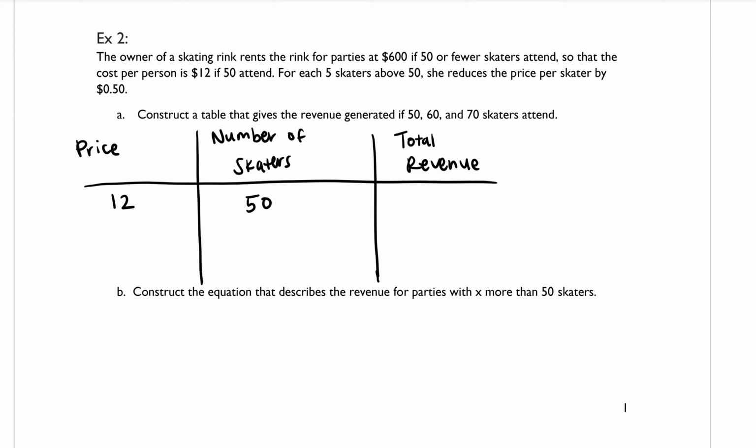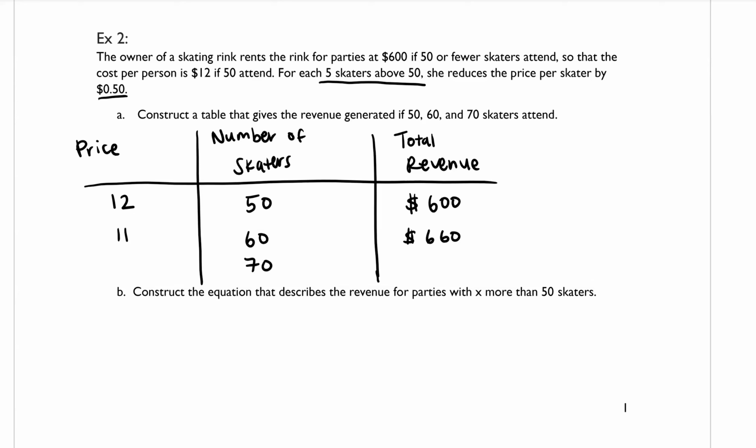So $12 per skater times 50 skaters gives us a total revenue of $600. If we increased the number of skaters to 60, notice that it says for each 5 skaters above 50, she reduces the price by 50 cents. So with 60 skaters, we would reduce the price by 50 cents twice, since that's a difference of 10, so it's 5 twice. So we'd subtract 50 cents twice, which gives us $11. And if I multiplied those, our total revenue would be $660.